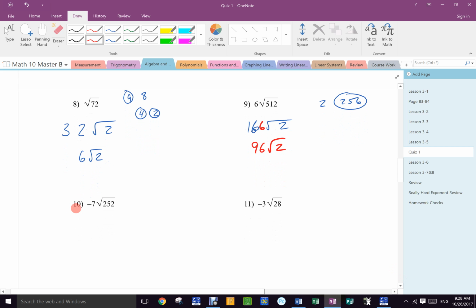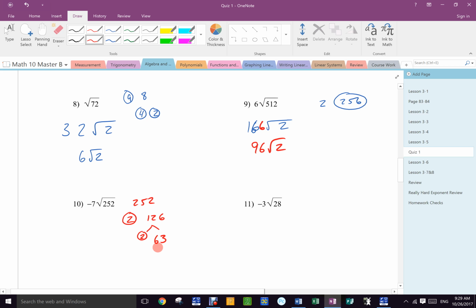Okay. 10 looks weird. What's weird about 10? It's a negative out in front. But it's still just a number, right? Still just that. So I got to deal with this in here. 252 ends in 2. So what can I divide it by? 2, to get 126, yes? Does 126 divide by 2? Ends in 6. Does it divide by 2? Yep. And 63.